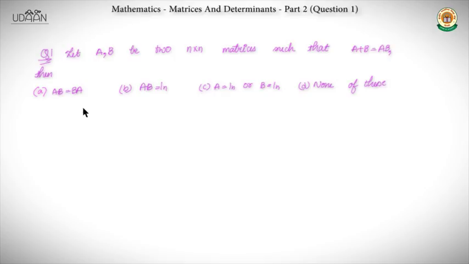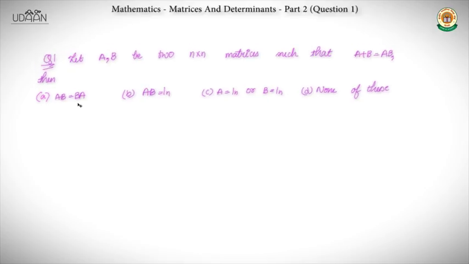Okay, the basic equation given to us was A plus B equal to AB. Now what we do is AB minus A minus B equal to 0. Because in the options we have an IN, I add an IN on both sides. I'm going to factorize the equation.